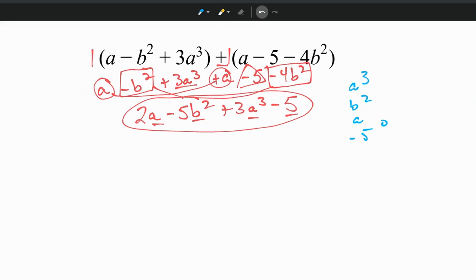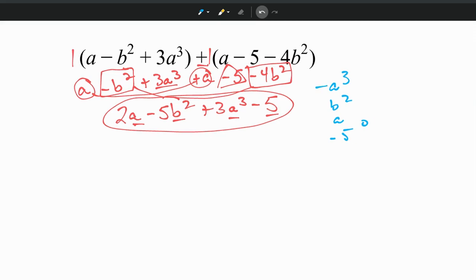So we're actually going to put this one and this one first. So 3a cubed plus 2a. Take care of all the a's. Then we'll go to the b's, minus 5b squared, and then the exponent of 0. So we kind of have an order. We do alphabetical, we do exponent.